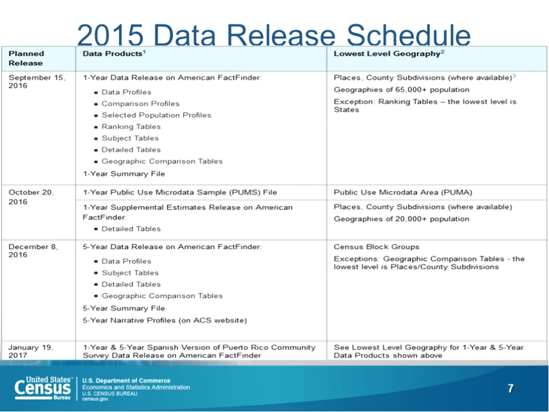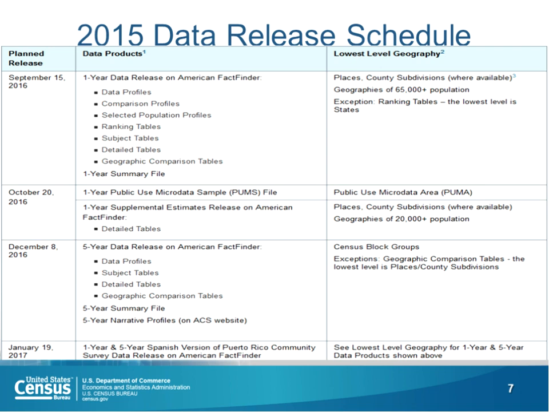So in terms of the American Community Survey, on our website, we have a copy of the data release schedule. As you can see here, we have released the one-year data set, that's for all populations over 65,000. That was released on September 15th.